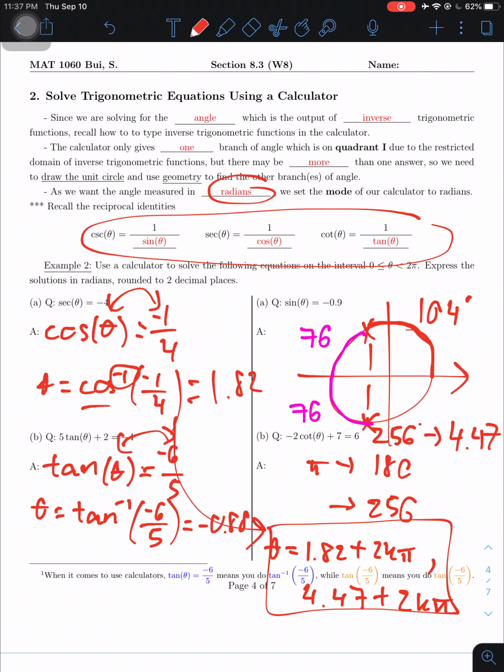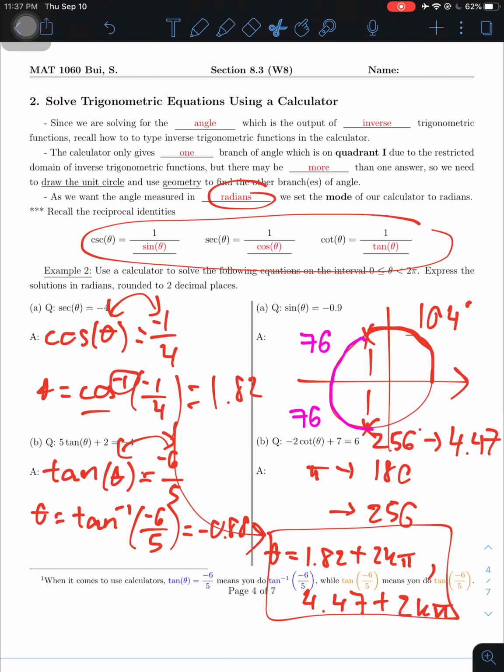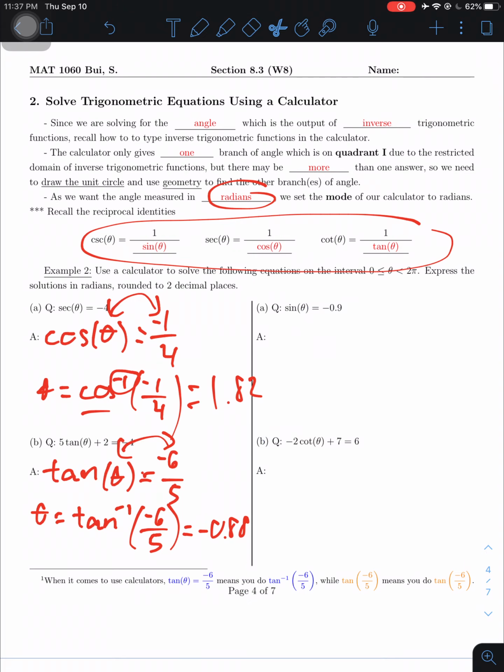Okay, first of all, you know what? Let me get rid of this before it confuses you guys. Okay, there we go. So now, again, we only have one angle, right? So we have to figure out the other angle, and how can we do that? Well, we're gonna use the unit circle method, okay?